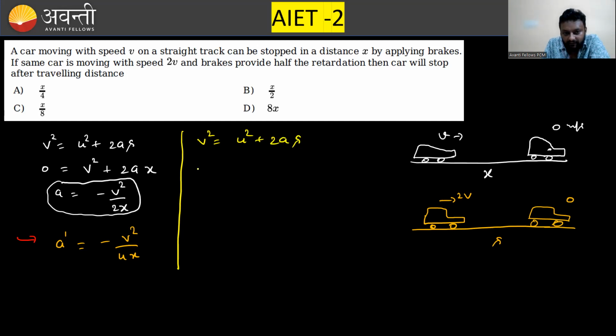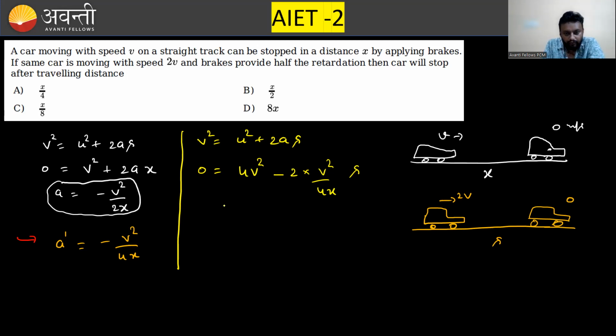Putting the values, v is the final velocity, which is 0. Initial velocity is what? 2v. That is 4v square. Acceleration is what? Minus v square by 4x. That is v square by 4x of minus, and the distance traveled is s.